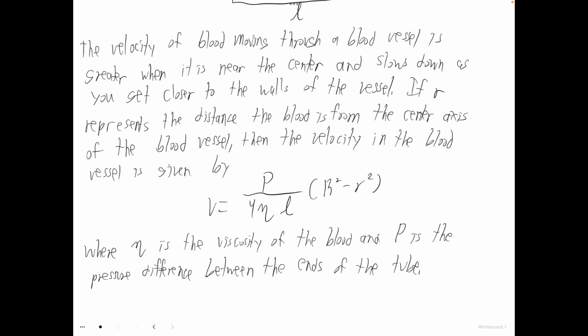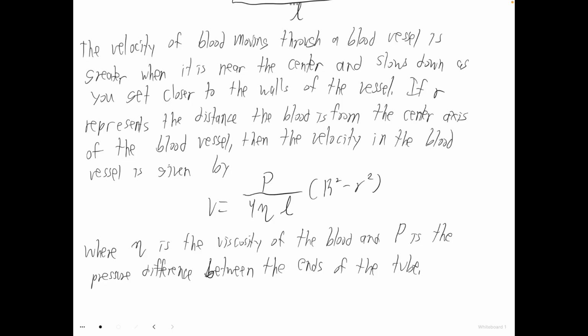Okay, so viscosity, which is represented by this Greek letter eta, that's essentially how thick the blood is. So blood has varying thicknesses. That's what eta is representing. And then P is the pressure difference between the ends of the tube. So your blood varies based upon one end of a blood vessel to the other end, how much pressure there is at each end.